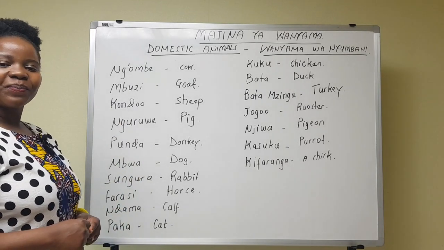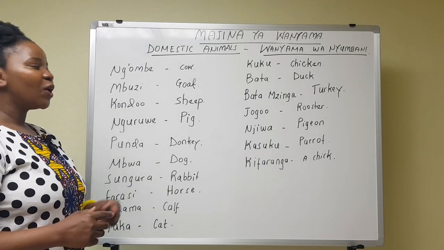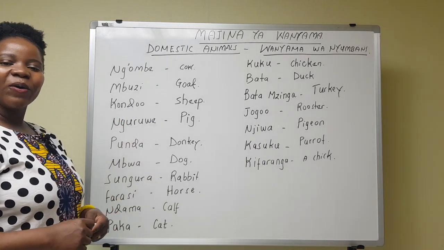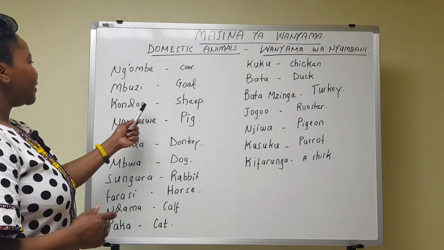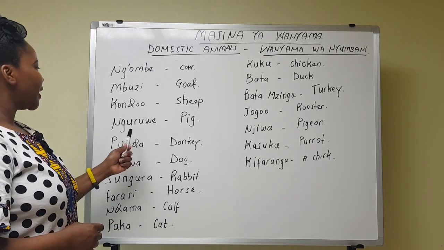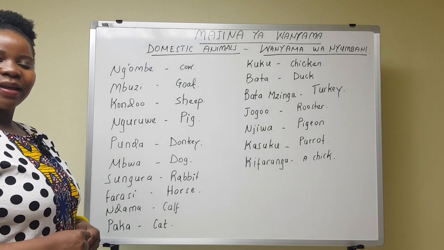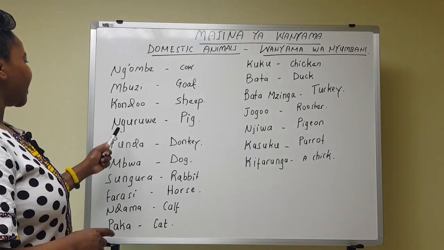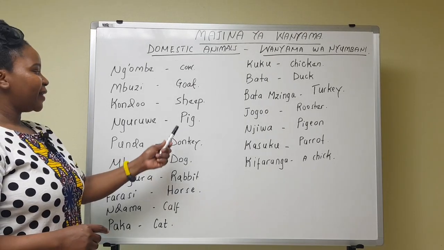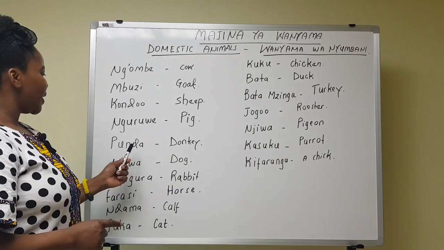Kondoo. This is sheep. Nguruwe. This is pig. Punda.